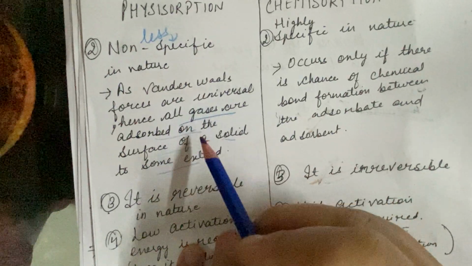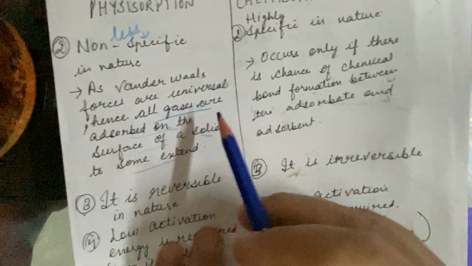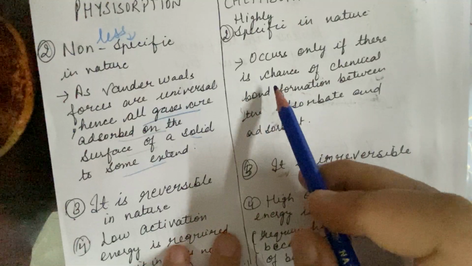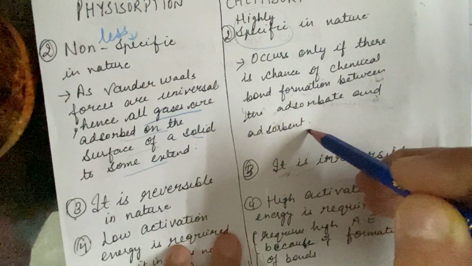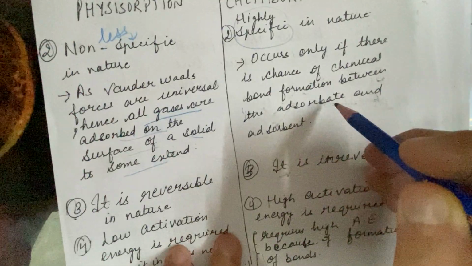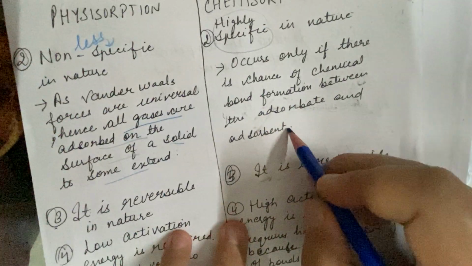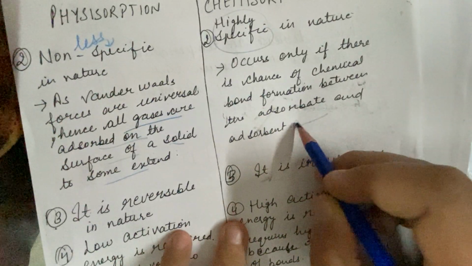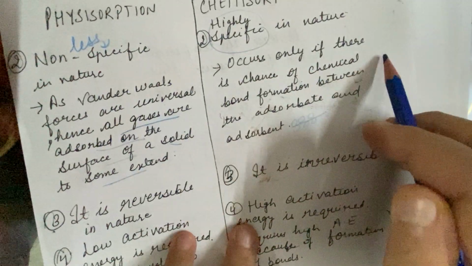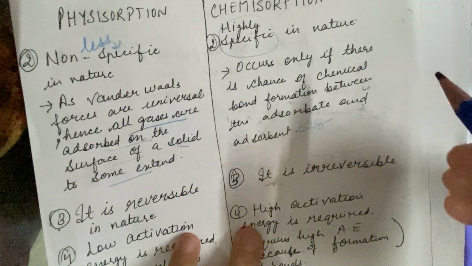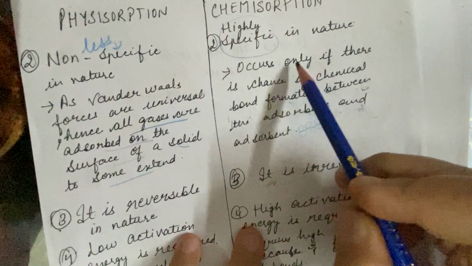So that is related to your physisorption or physical adsorption. But in case of chemical adsorption or chemisorption, it is highly specific. It will take place only when bond formation takes place between adsorbate and adsorbent. Suppose the adsorbate and adsorbent cannot form any chemical bonds between them, then chemisorption will not take place. Then we can say adsorption will not take place.